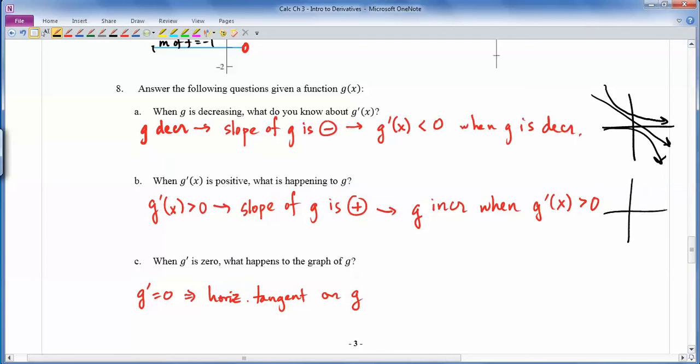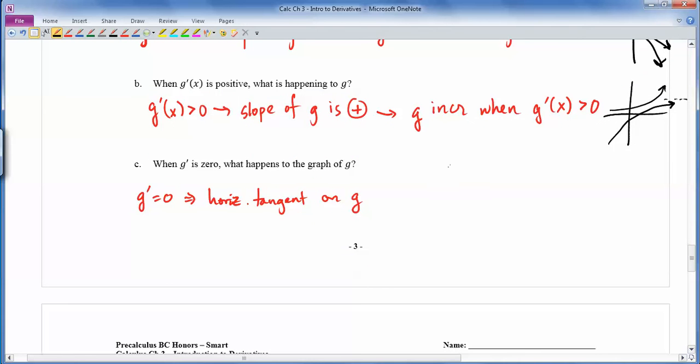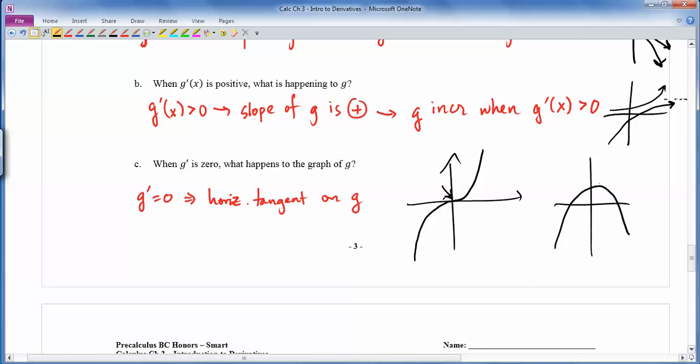When it's positive, same deal. You don't have to start at negative infinity and go to positive infinity. You might increase like that. Or you might increase like this, where you increase with a boundary. And then for a horizontal tangent, you get these in a few different ways. One way would be like in the very first problem that we did in this handout, where it's flat just for a moment and then it continues up. So the horizontal tangent's right there. Or you could get it at a nice smooth curve where you have a maximum right there. Or a minimum, like right there. Okay.